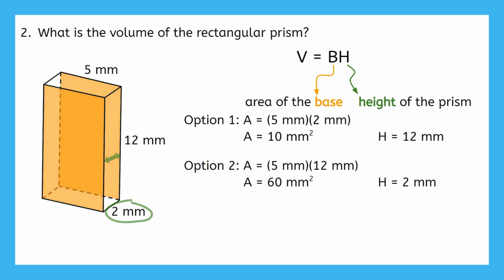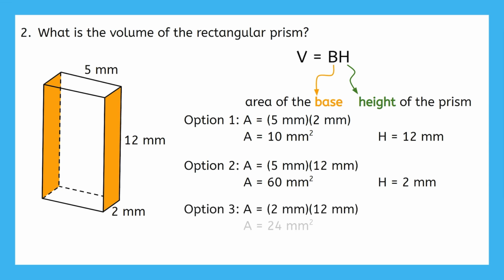Are those the only two options for which faces can be the bases? No! These two faces are also congruent and parallel, so we could consider them our bases too. If these were our bases, then the area of the base would be 2 times 12, or 24 square millimeters. And the height would be the distance between these faces, 5 millimeters.